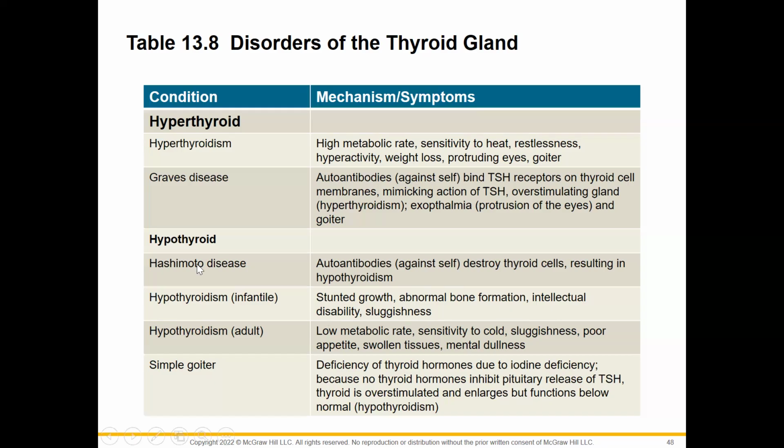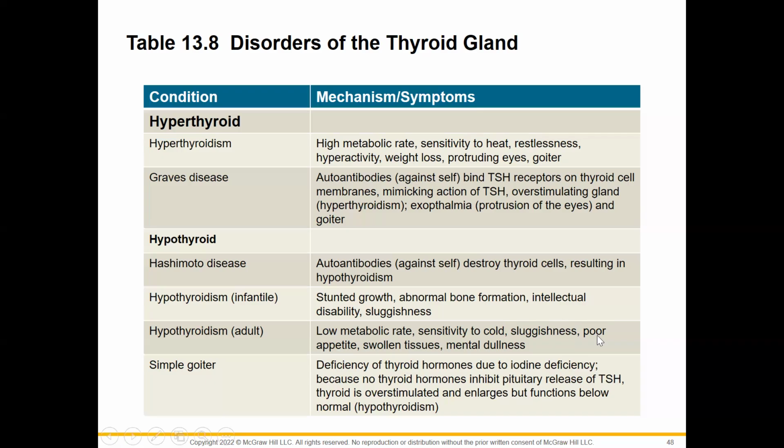If a person has hypothyroidism as an adult, their growth won't be stunted because they've already grown. Their bones have already grown, growth plates have already closed, so they don't have stunted growth, but they will have a low metabolism. When everything slows down, your body is not as warm because you don't have as much metabolism. So these people are more sensitive to cold because of the slower metabolism. They're sluggish. Remember, decreased metabolism, decreased energy production. That means everything is slower.